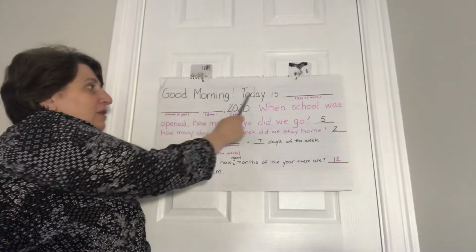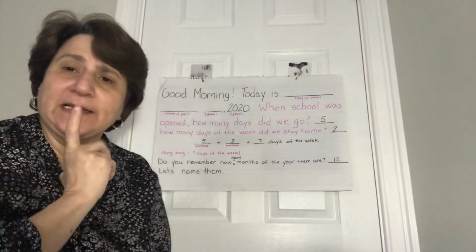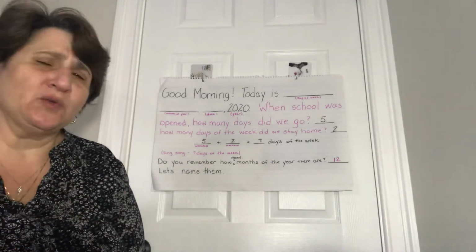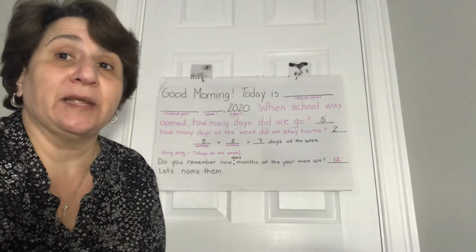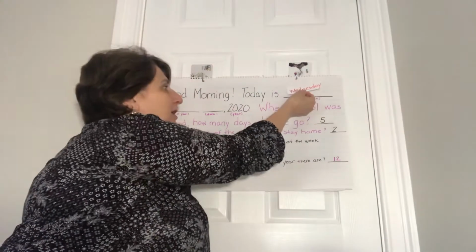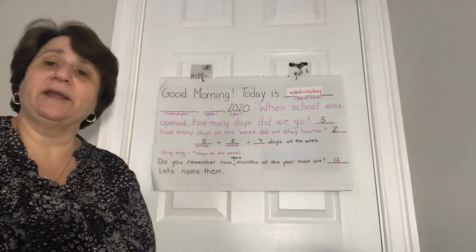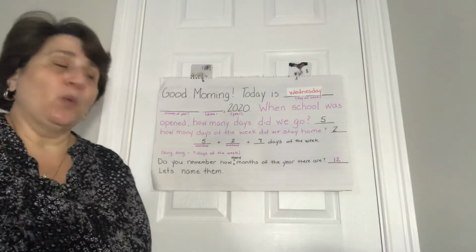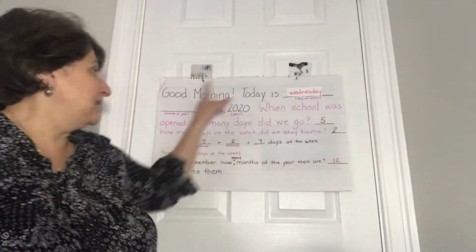Good morning. Today is, do you know what day of the week today is? Yesterday was Tuesday. So what comes after Tuesday? Monday, Tuesday. Today must be Wednesday. That's correct. Let's put that over here. Wednesday. Wednesday begins with what letter? W. That's correct. W. Wednesday. Good morning. Today is Wednesday.